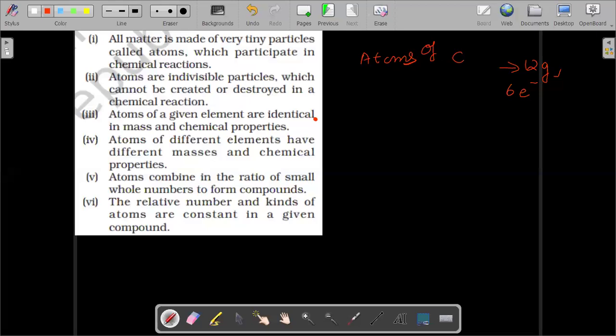So it is not that some atoms of carbon have different properties and some atoms of carbon have the same properties. It is not that. All the atoms of carbon have the same properties. Got it? Yes, sir. Okay.